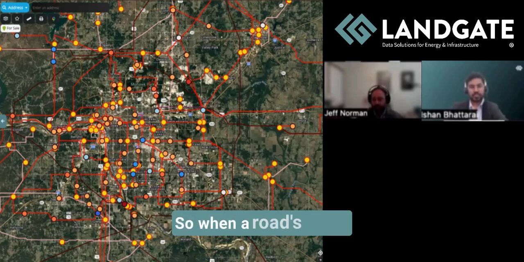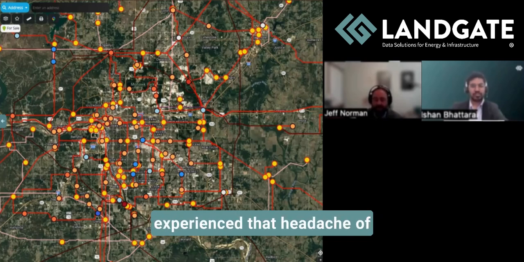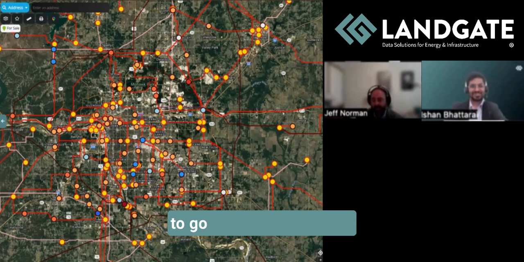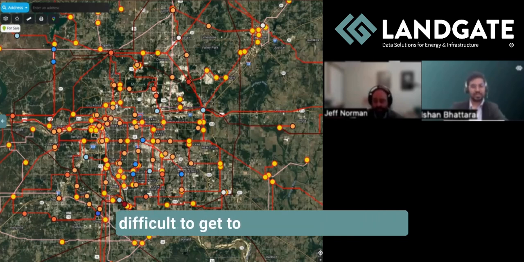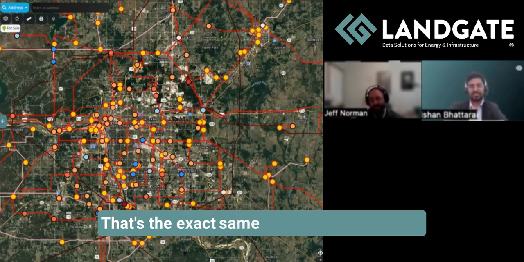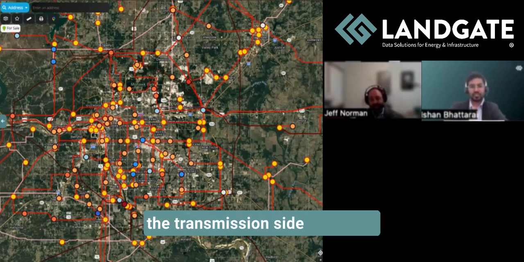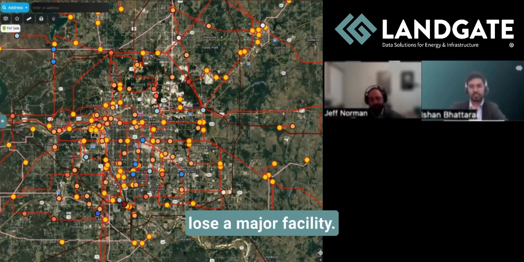So when a road's closed for construction, we've all experienced that headache of, well, now how am I going to go where I want to go? And traffic's going to be a whole lot worse. I have to take a longer route with more traffic, because all the other traffic that would normally go down this road is now using other roads. And it just becomes slower and harder and more difficult to get to where you want to go. That's the exact same thing that happens on the transmission side when you lose a major facility.